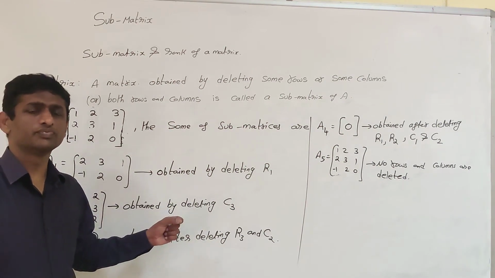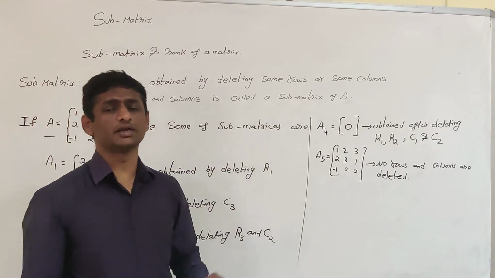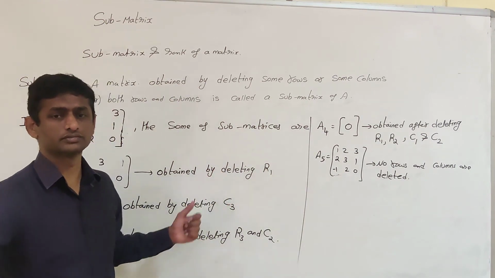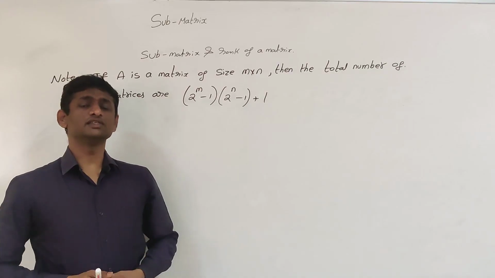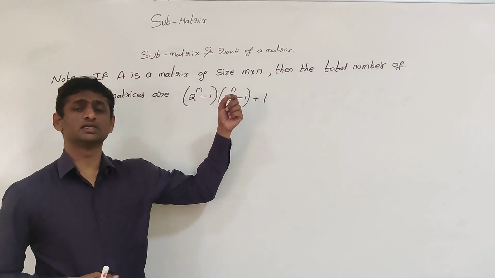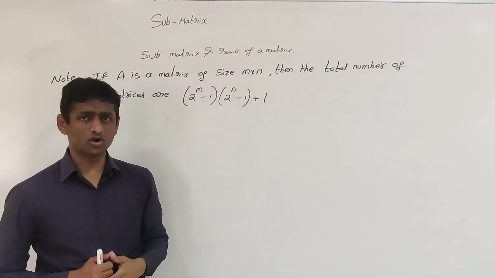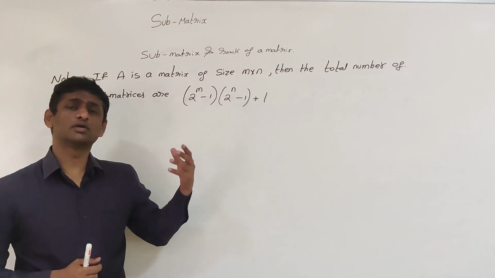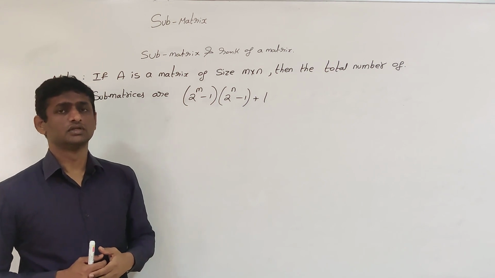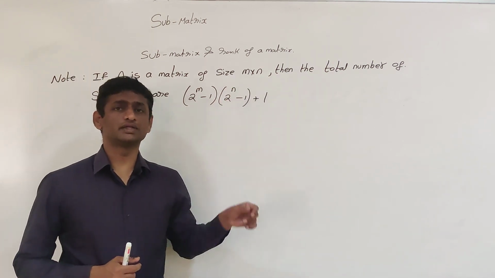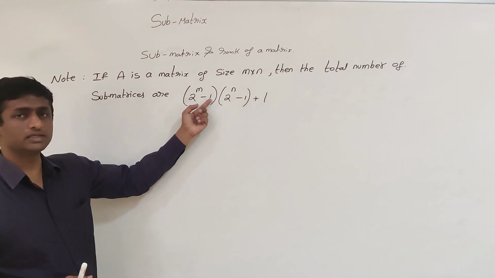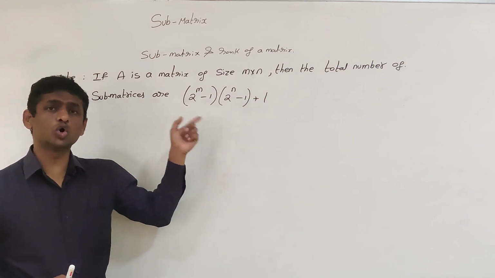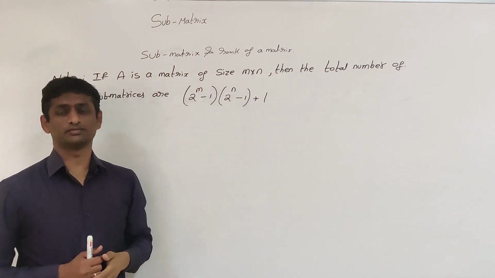Now we'll see for a general m by n matrix how many submatrices exist. We'll see the note. If A is a matrix of size m by n, means it has m rows and n columns. That may be a rectangular matrix or maybe a square matrix. Then the total number of submatrices are 2 to the power of m minus 1 into 2 to the power of n minus 1 plus 1, where m indicates the rows and n indicates the columns.